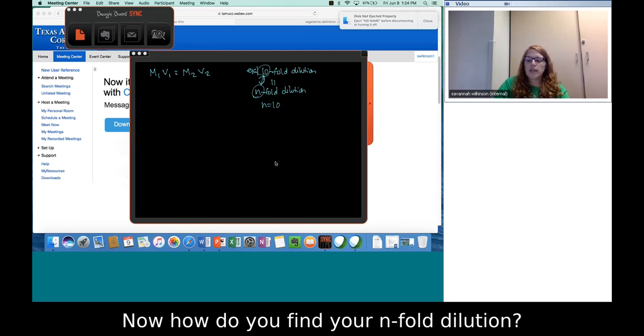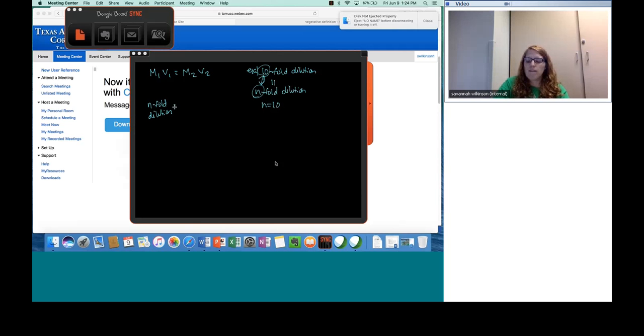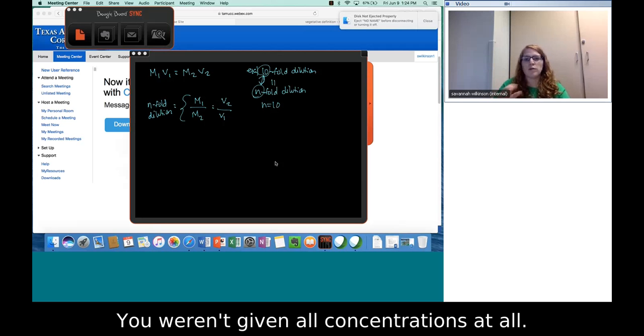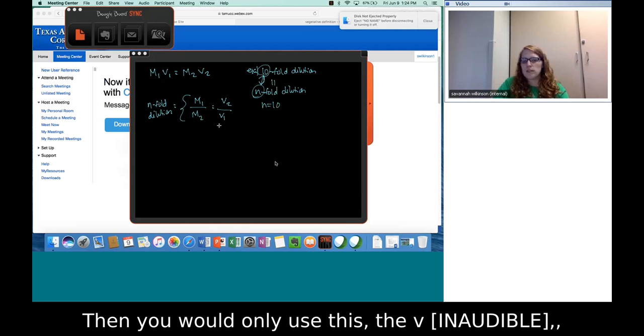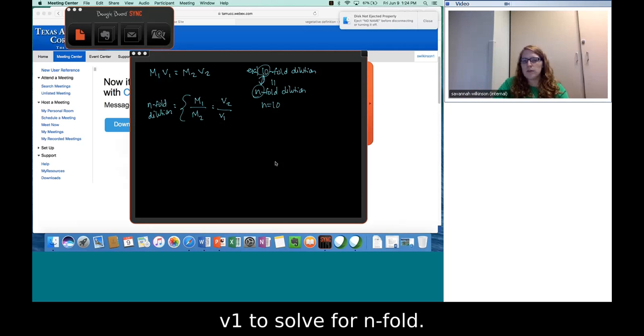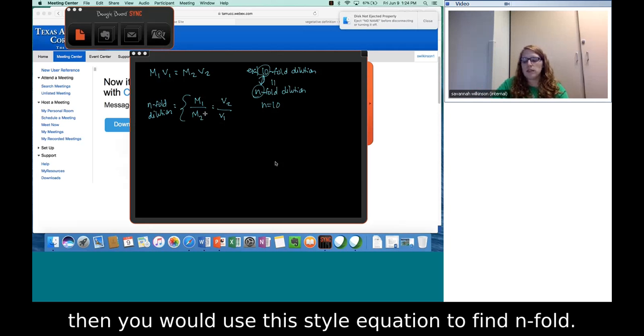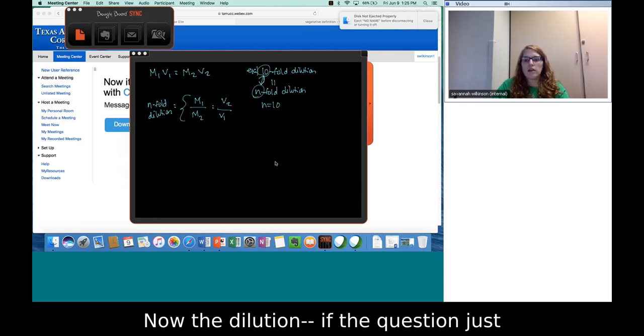Now, how do you find your n-fold dilution? By this equation. So let's say that in the question you were only given volume. You weren't given any concentrations at all. Then you would only use the V2 over V1 to solve your n-fold. But if you're only given concentrations and no volumes, then you would use this side of the equation to find n-fold.